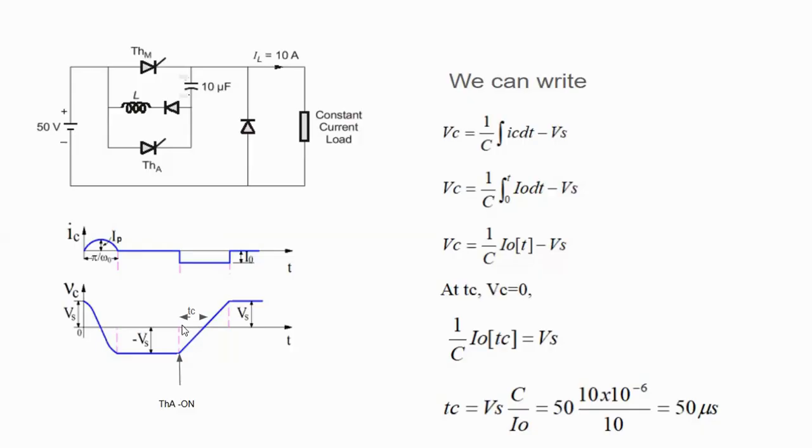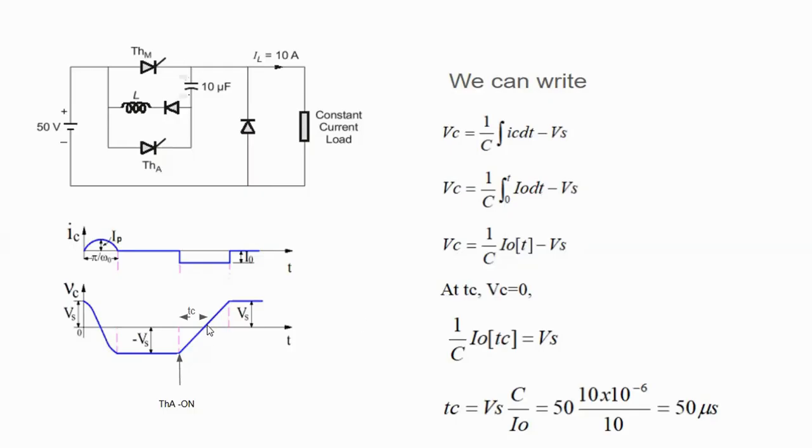To find the formula for the circuit turn-off time, we need the capacitor voltage equation. We know that Vc is equal to 1 by C integral of IC dt minus Vs. We need to find it from this point to this point, so let us take from 0 to t. Since the current IC is of magnitude I naught, we can have I naught here and integrate over dt. If we do that, we have Vc equal to 1 by C times I naught t minus Vs.